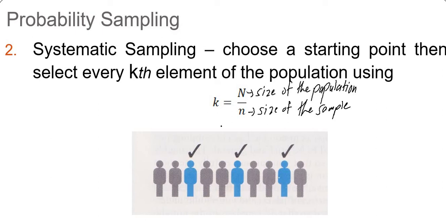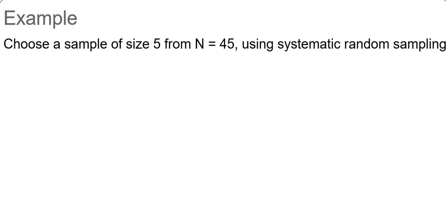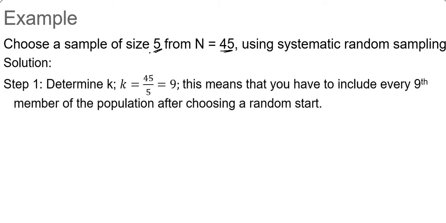Now, how does systematic sampling work? Let's say we are to choose a sample of size 5 from N with a size of 45 using systematic random sampling. This is saying that we need a sample with 5 members from a population with 45 members. So, first, we have to determine k, which follows the formula capital N, the population size, over small n, the sample size, and that will give us 9. With this 9, it means we have to include every ninth member of the population after choosing a random start.